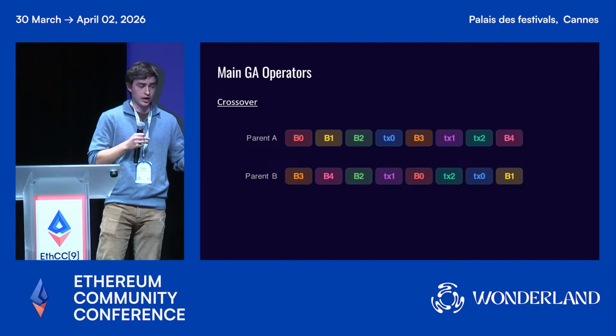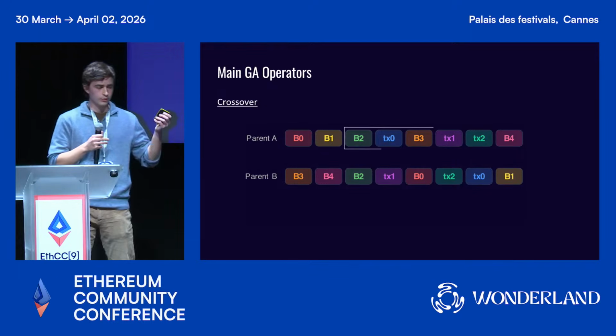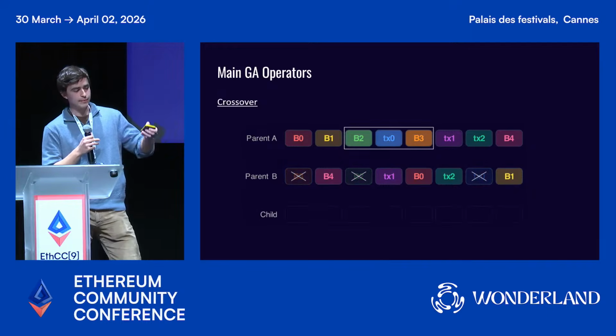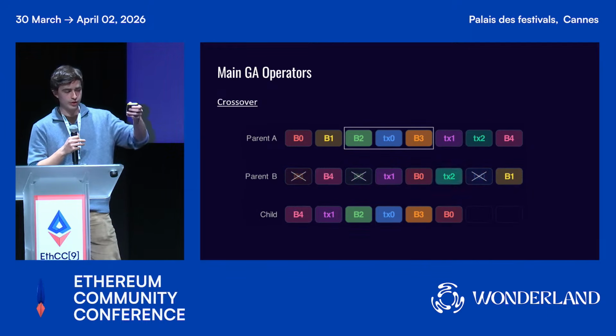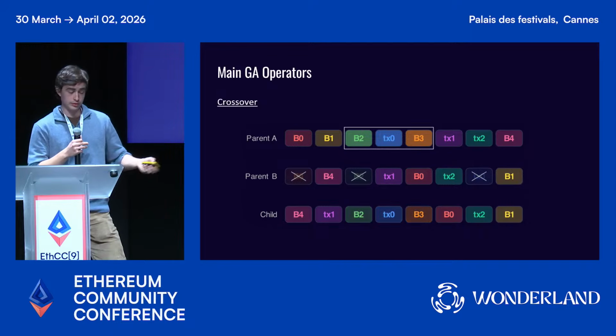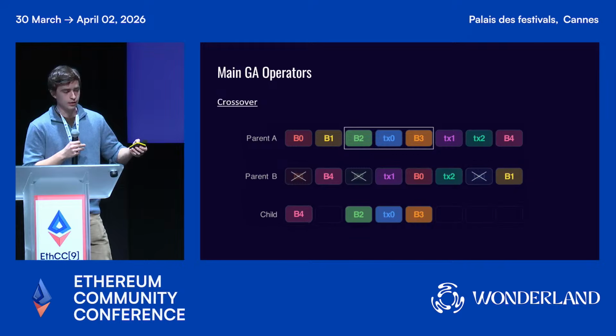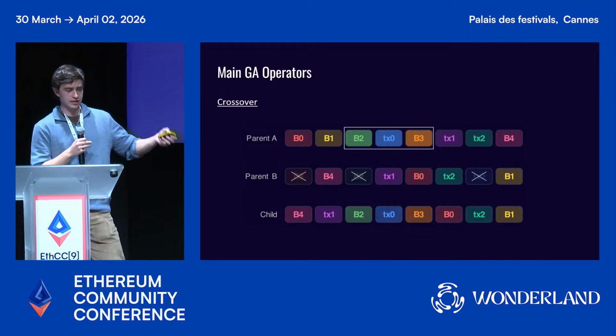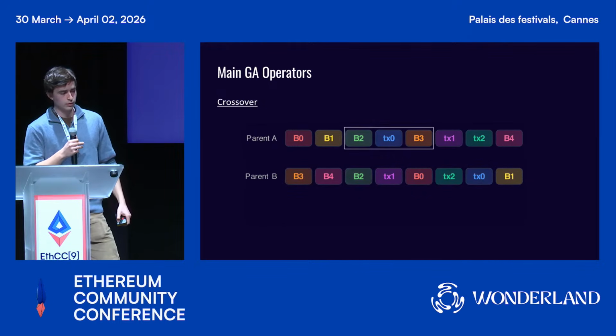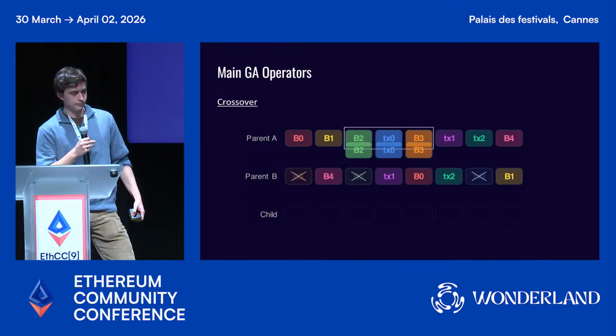And so how do we produce a child? Well, what we do is we take a random slice from parent A, and copy it over directly to the child we're forming. And then for the remaining transactions, we take them from the other parent and try to keep the same relative order. So I'll just let it play one more time.